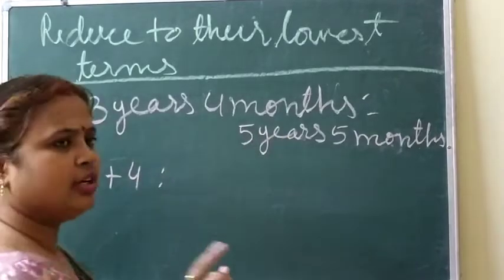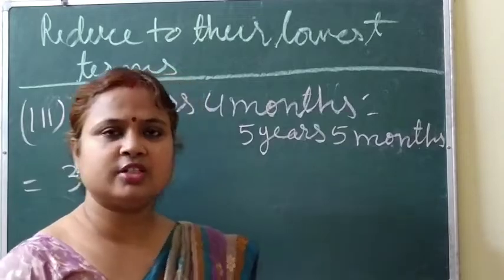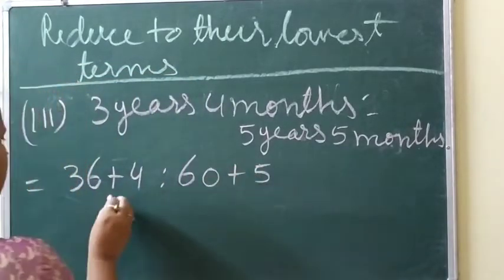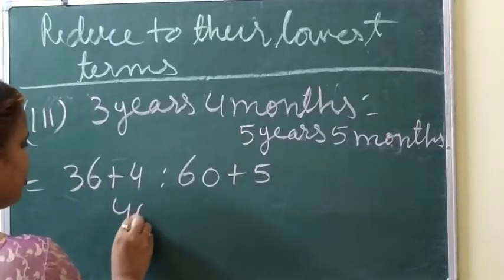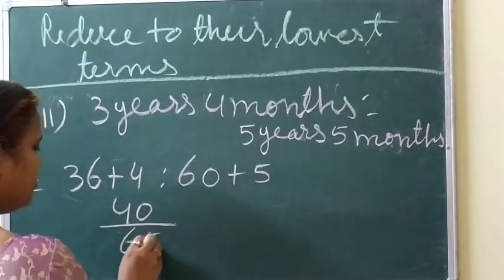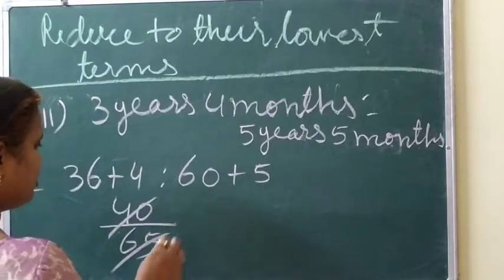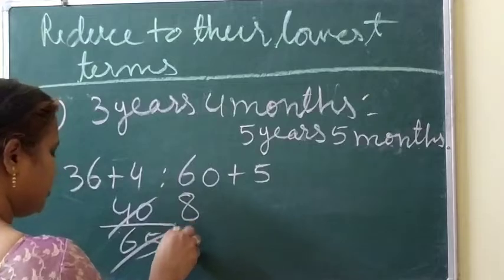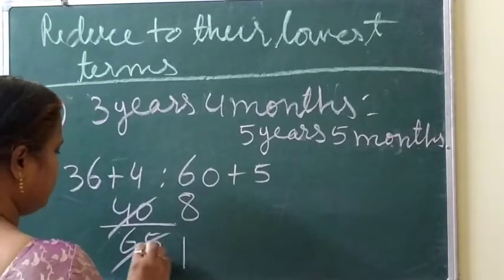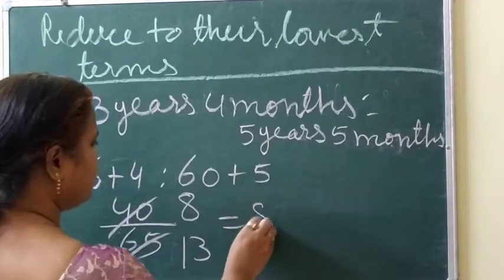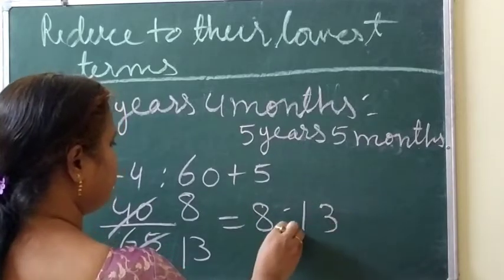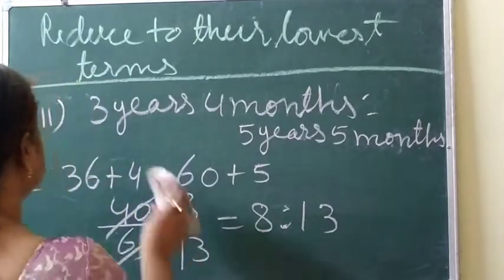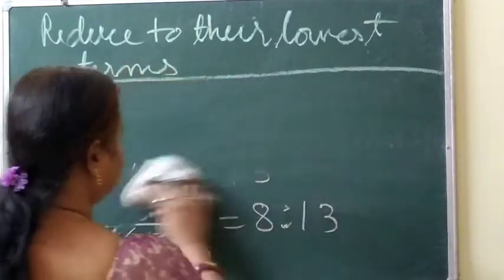Is to 5 years. Again 1 year is equal to 12 months. So 5 years is equal to, yes, 60. So 60 plus 5 means what? 36 plus 4 is 40 divided by 65. Now find out the ratio. So 5 8s are 40, 5 1s are 5 and 5 3s are 15. So the answer will be what? 8:13. Clear?